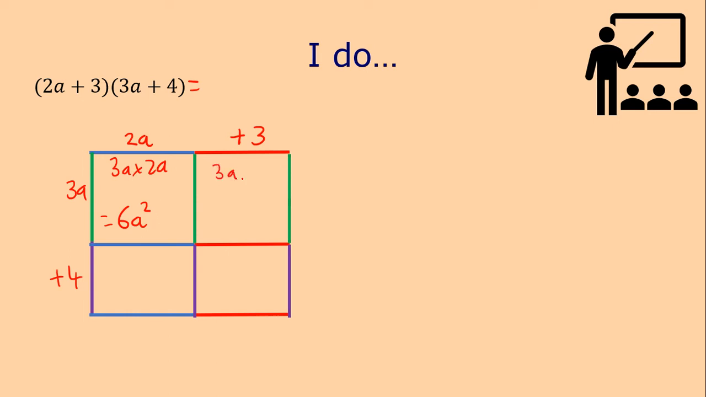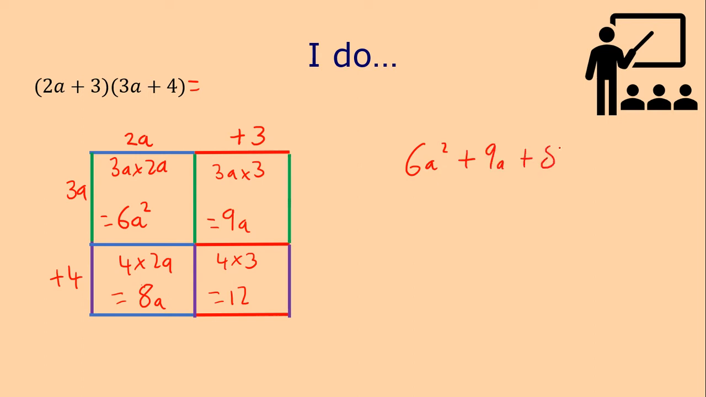We're going to do 3a times 3. We're going to do 4 times 2a, which is equal to 8a. And here we've got 4 times 3. So again, we're happy that that's 12. And again, we can put our answer now. So our answer is going to be 6a squared add 9a, add 8a, add 12.